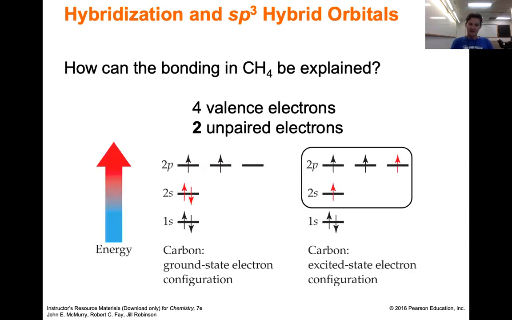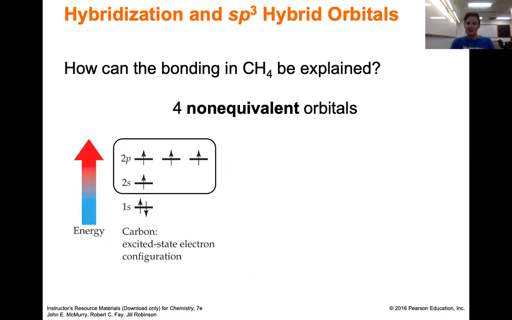And so we can think about it this way. We start out with the ground state electron configuration on the left. And if you excite one of the electrons from 2s to 2p, you end up with 4 orbitals, each with 1 electron. The problem is that they're not equivalent orbitals.